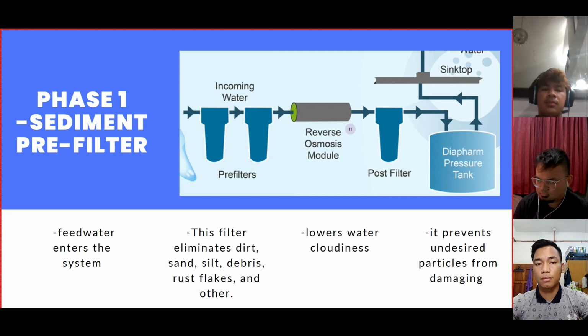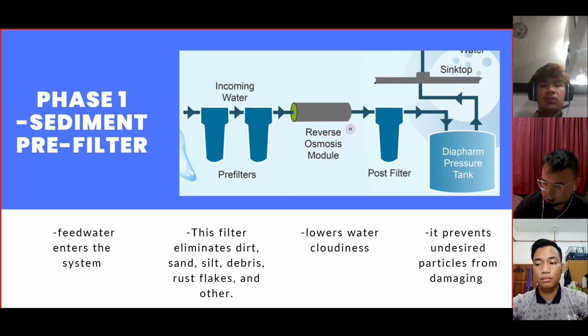The first phase of reverse osmosis is sediment pre-filter. The starting of this process is when the feed water enters the system, it is filtered by a 5 micron sediment filter. This filter eliminates dirt, sand, silt, debris, rust flakes, and other suspended solid particles that can be captured by the filter's micron rated capacity.